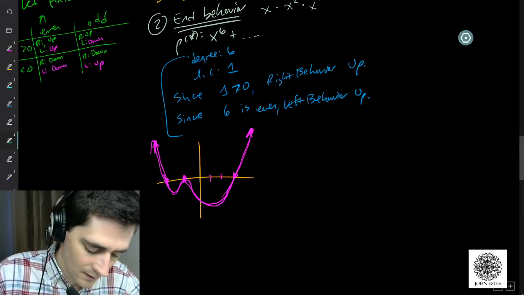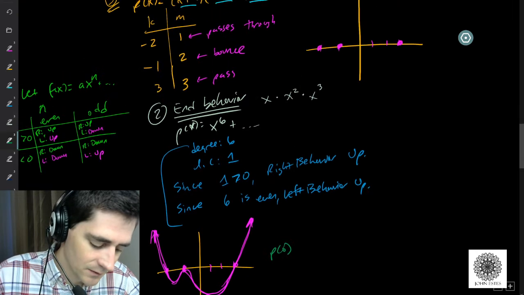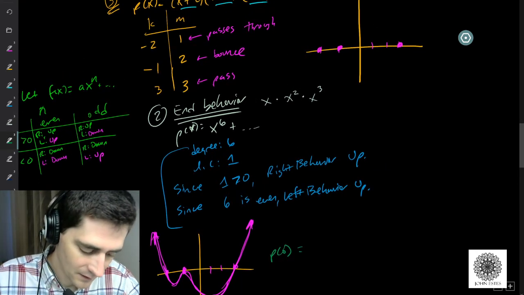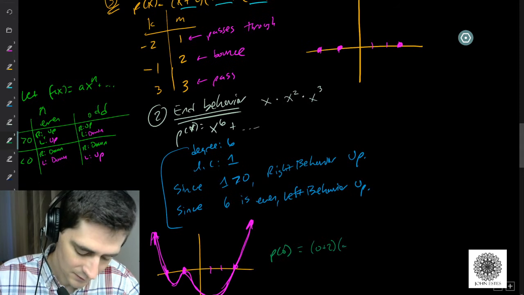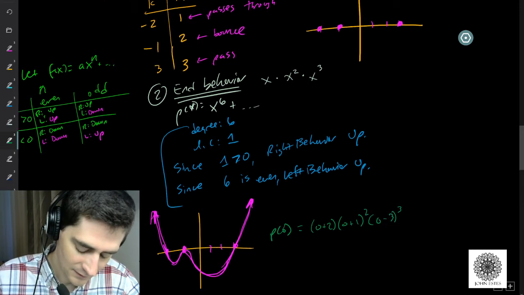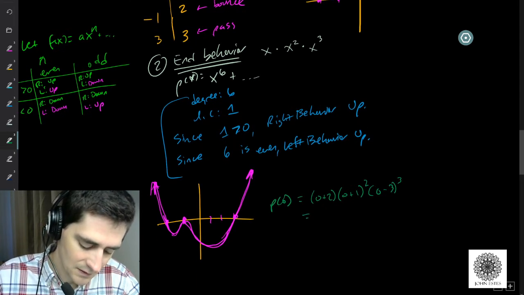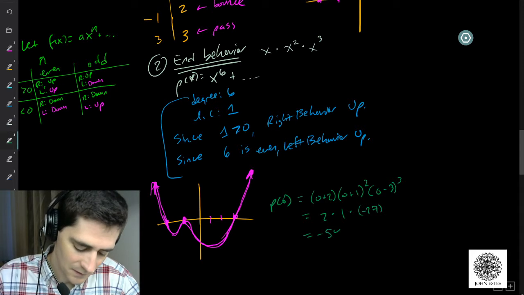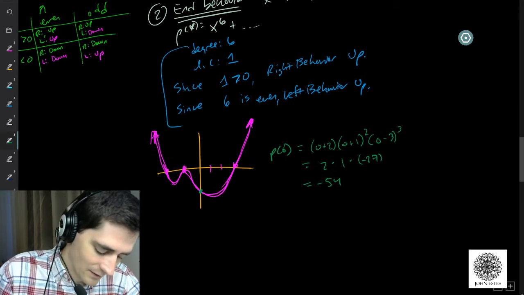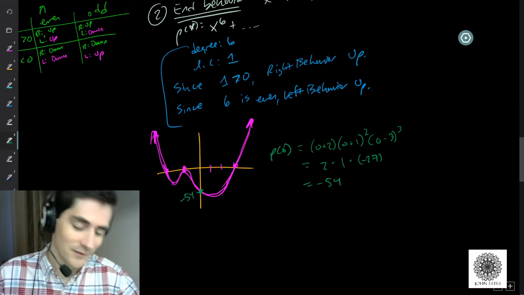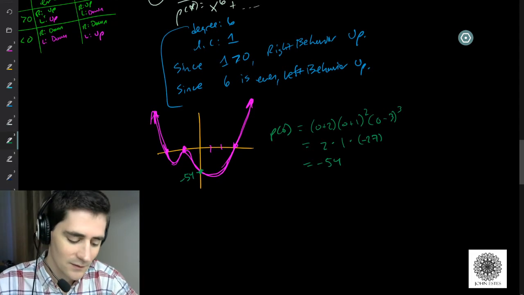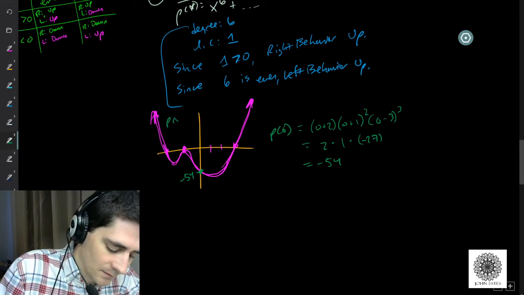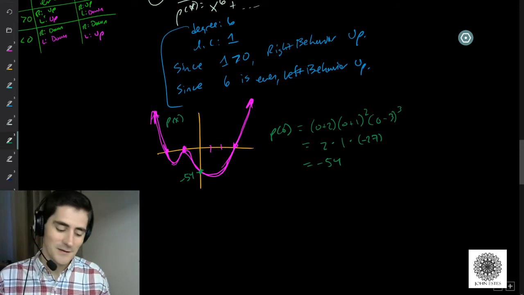For example, if I look at p of 0, that's going to be 0 plus 2 times 0 plus 1 squared times 0 minus 3 cubed. So that is going to be 2 times 1 squared times -3 cubed, which is -27. So I get a -54. So this is way down here. This is -54 right here, right? So it's going way down. But this gives me a basic picture of what my polynomial p of x looks like. Does that make sense? I hope it does.